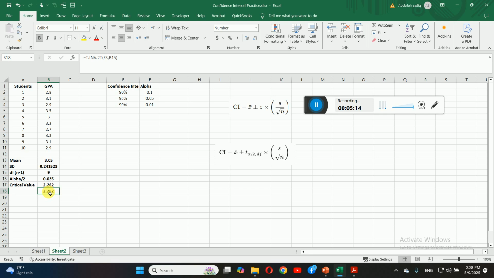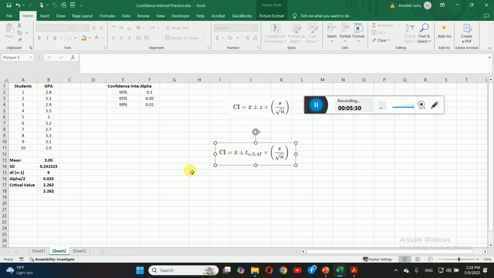Keep in mind, dear students, if you do not use the T distribution table, then you do not need this information, degree of freedom and alpha over 2. Why? Directly you can take this using Excel function. Now, dear students, once this information is given, just plug it here and you can find out the confidence interval. For this confidence interval, we have x bar and this value.